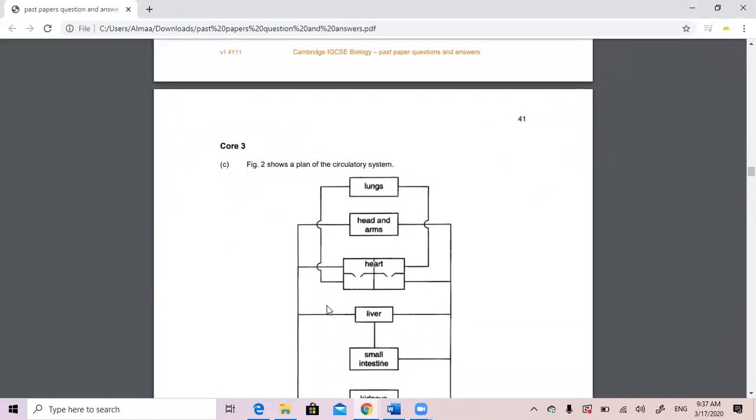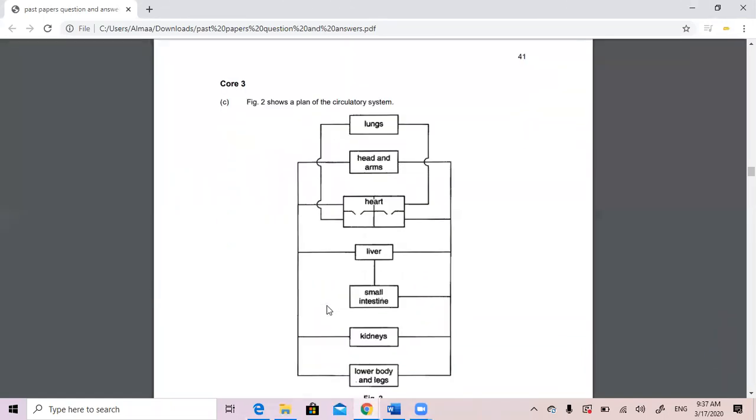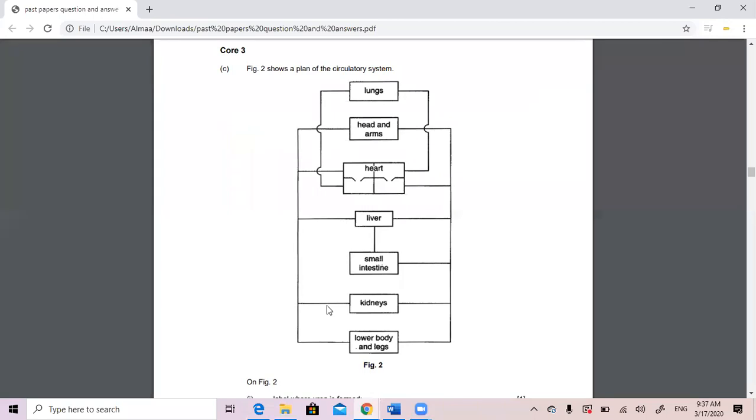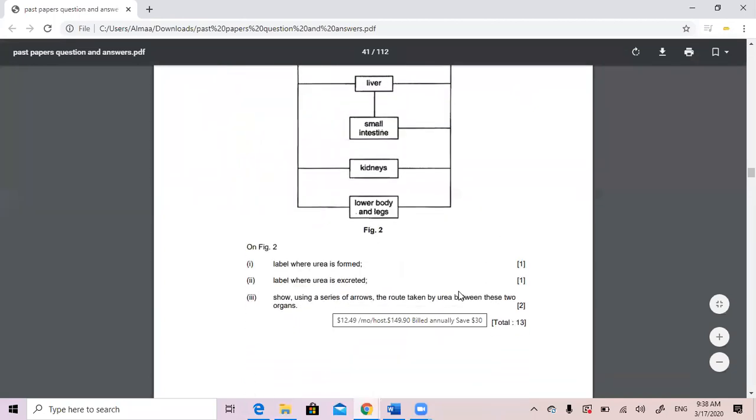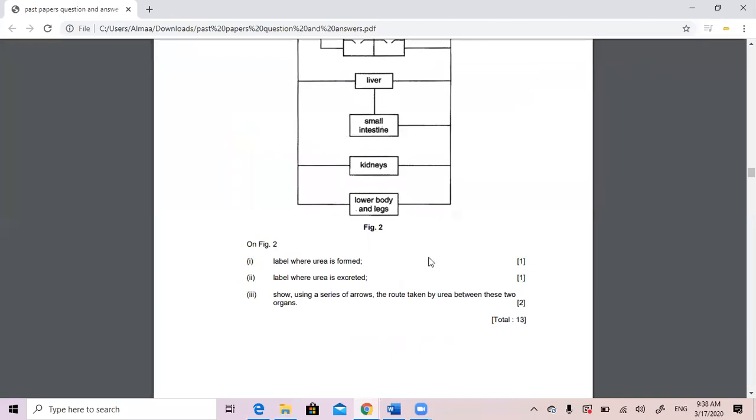This is the plan of the circulatory system here. The question now: that is the lung, that is the head and arm, that is the heart, that is the liver, the small intestine, the kidney, and that is the lower body. That is the lower one, that is the higher one. The question now: label where urea is formed.